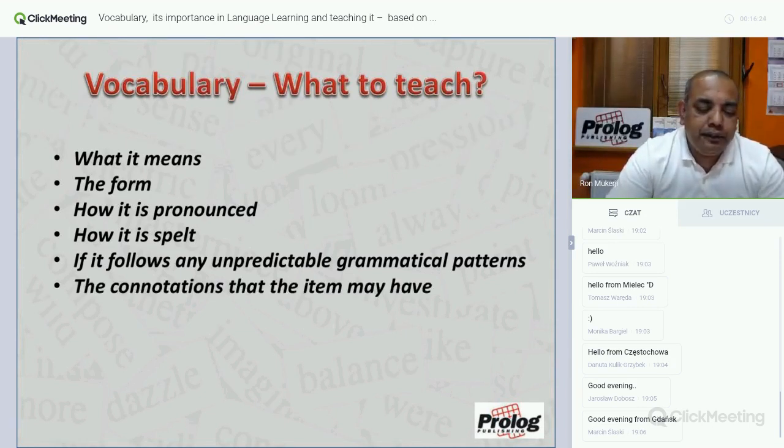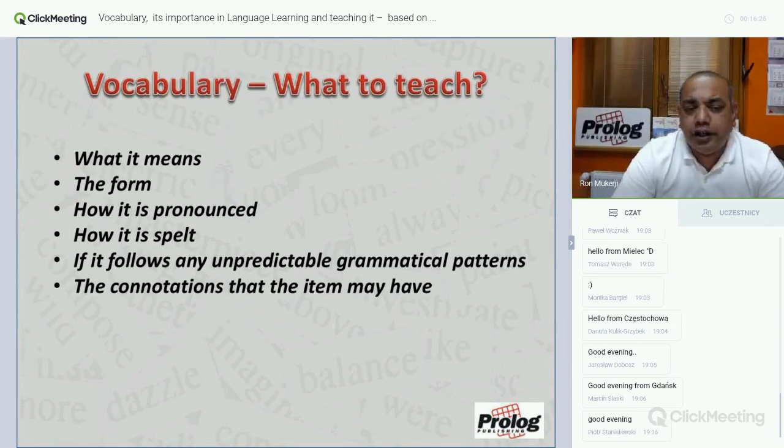So, connotations. This is very, very important. What connotations does a word have? Let me give you an example. You're teaching the word bachelor. Now, I have noticed that a lot of people who are learning English as a foreign language, the moment you give the word bachelor, they say, oh, it's some kind of a qualification.